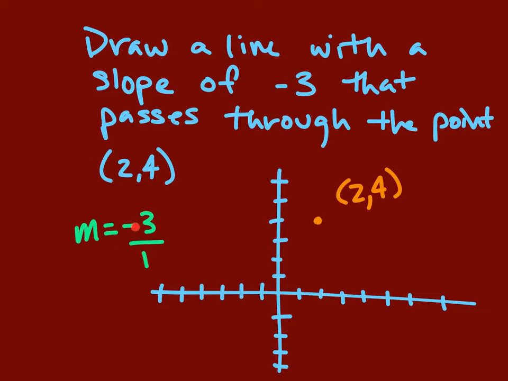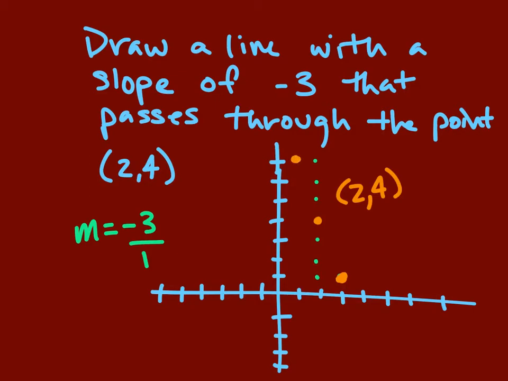Now because my slope is negative, I'm going to go down to the right, okay, or up to the left. And so what I want to do is go down 3 units, so 1, 2, 3 over 1. And now I'm going to plot that point, okay? I could also go up 1, 2, 3, and go over 1 as well, okay? That will give me the same thing.